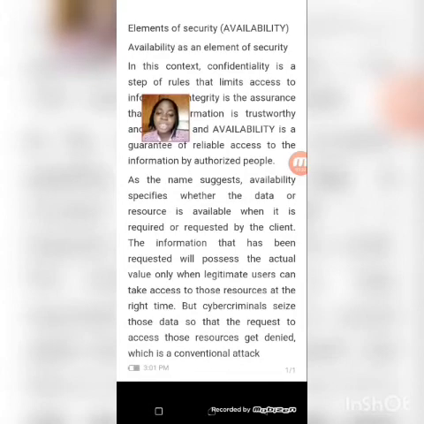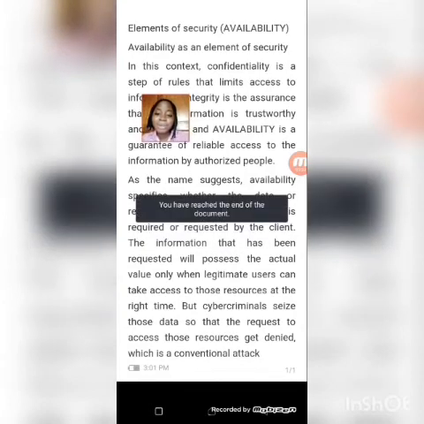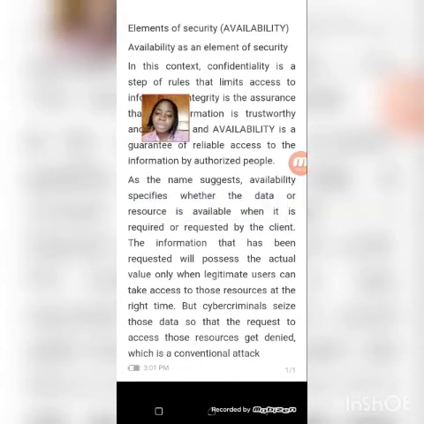Cyber criminals, we'll talk about who cyber criminals are very soon, but they are the ones that do illegitimate businesses using the internet. They make it difficult for people that actually need the right information to get it at the right time, which is why we're treating availability as an element of security. Okay, so cybercrime is bad. Now let's go to our keywords.